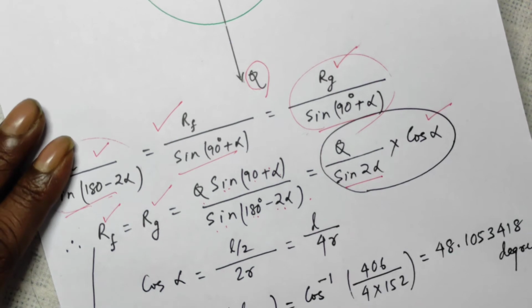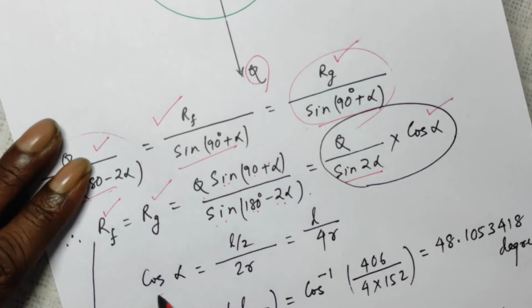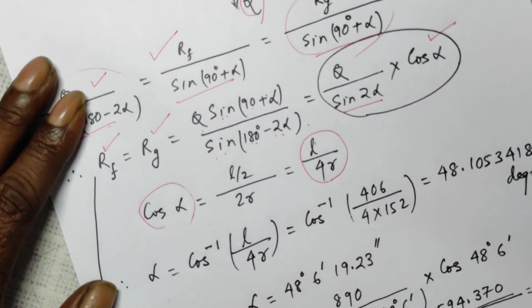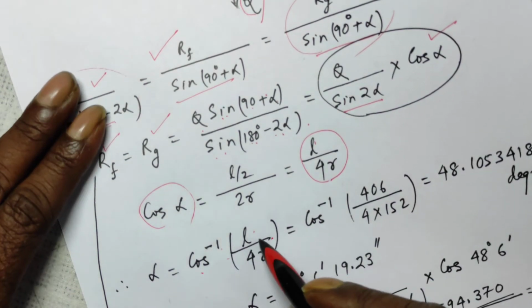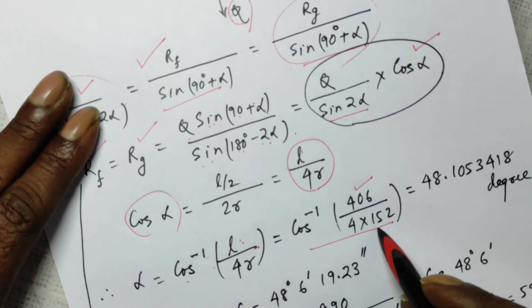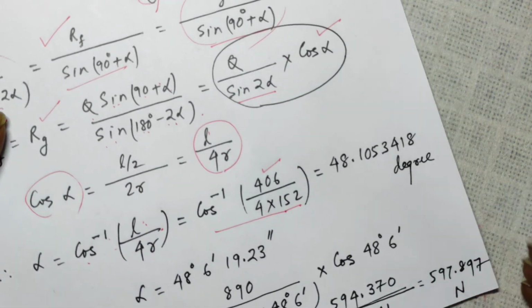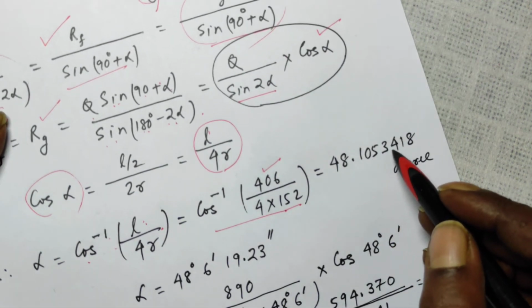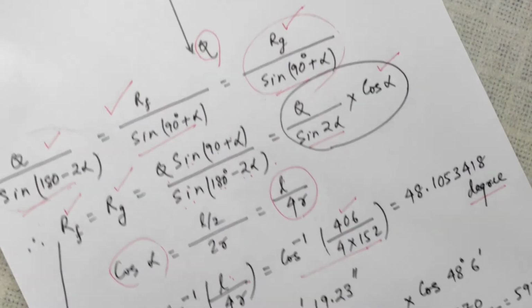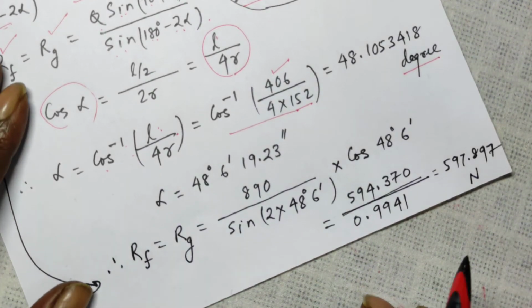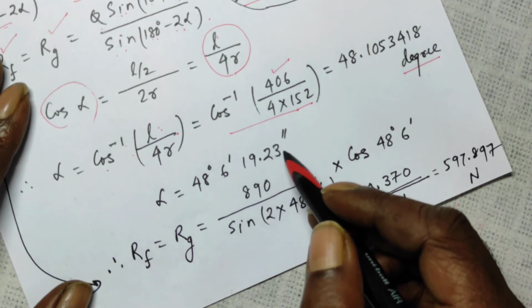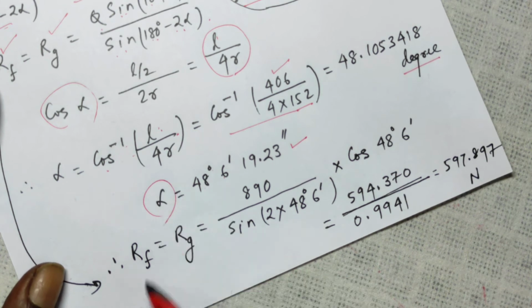Now, alpha I just explained, cos alpha is equal to L over 4R. So alpha is equal to cos inverse of L over 4R. Put the value of L that is given, put the value of R that is given. With a scientific calculator, this comes out to be 48.105341 degrees. If you convert it to minutes and seconds of arc, this comes out to be 48 degrees 6 minutes 19.23 seconds of arc. So alpha is known.